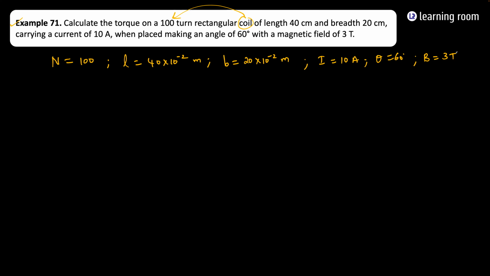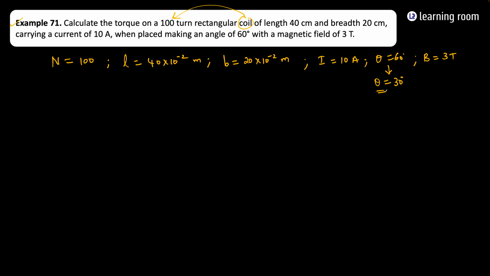So if the coil is making an angle 60 degree with the magnetic field, then the area vector will be perpendicular to it. It will be in this direction. So if this angle is 60, how much will this angle be? You need to take 30. So don't make a mistake of taking theta equal to 60. Theta is not 60. Rather, in this case, you will take it as 30.